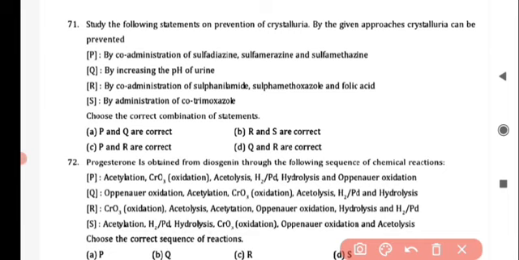Next question is, study the following statements on prevention of crystalluria. Why the given approach is, crystalluria can be prevented. P is by co-administration of sulfadiazine, sulfamerazine and sulfamethazine. Q is by increasing the pH of urine. R is by co-administration of sulfanilamide, sulfamethoxazole and folic acid. And S is by administration of cotrimoxazole. Now choose the correct combination of statements, and the correct answer is option A, that is P and Q are correct.